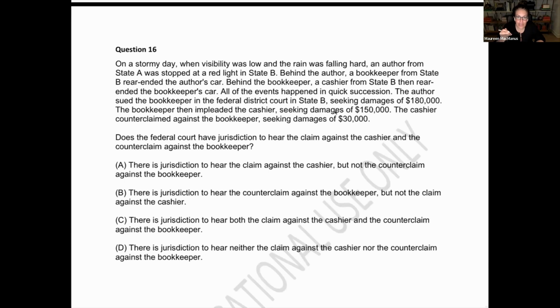So here we have, the author sued the bookkeeper. They don't tell us where they're from, or do they? Yeah, actually they do. Where's the author from? State A. And the bookkeeper is from state B. That's handy. And then I think the cashier is from state C. No, the cashier is from state B. So you notice here between the two that there is complete diversity between A and B, but there's not between B and C. So the question is, is there supplemental jurisdiction here?